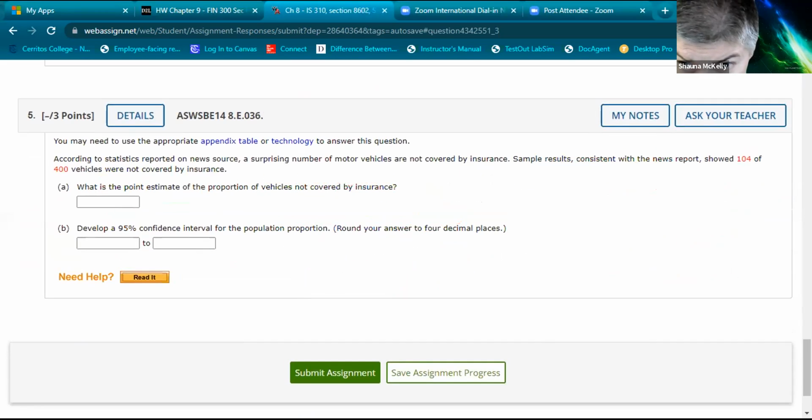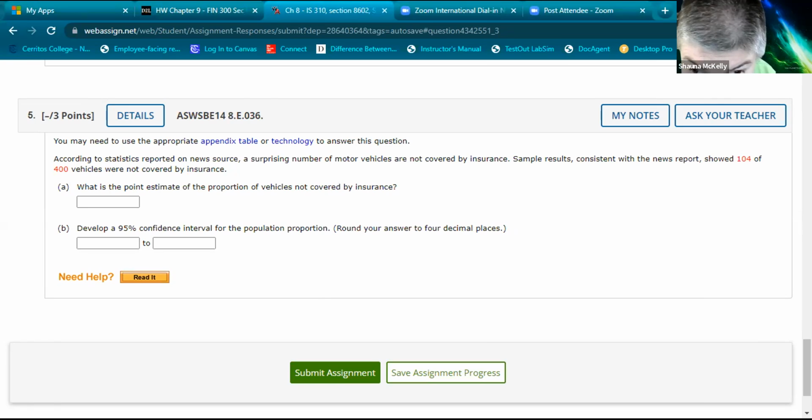Clear all the drawings. It says, according to statistical reports on a news source, a surprising number of motor vehicles are not covered by insurance. Sample results consistent. The news report showed 104 of 400 vehicles were not covered by insurance. What is the point estimate of the proportion of vehicles not covered by insurance?